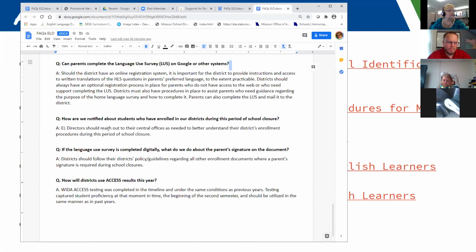How are we notified about students who have enrolled? That's kind of a district procedure. You're going to have to check with your central office and find out a way to be notified if a potential ESL student has been enrolled.